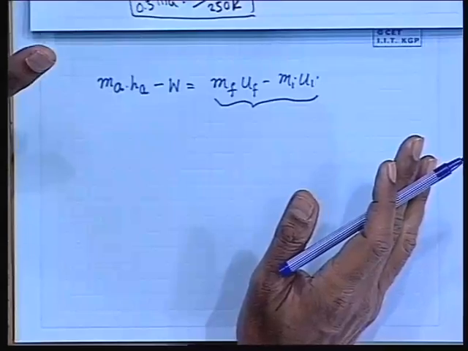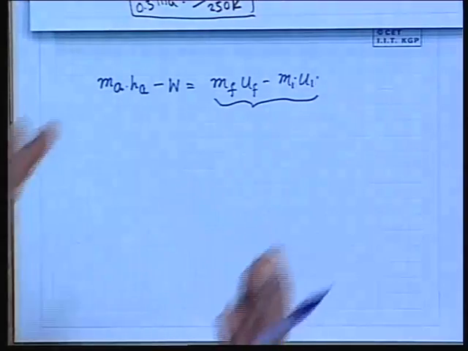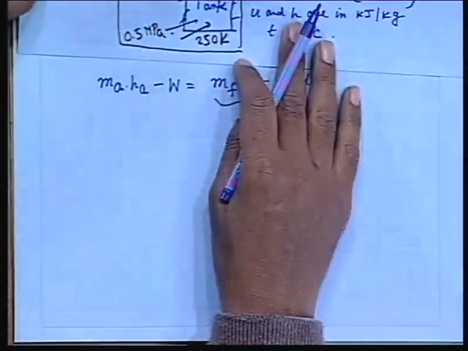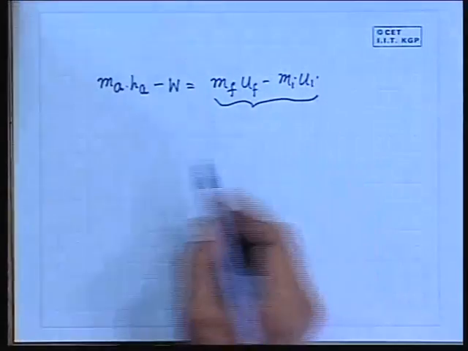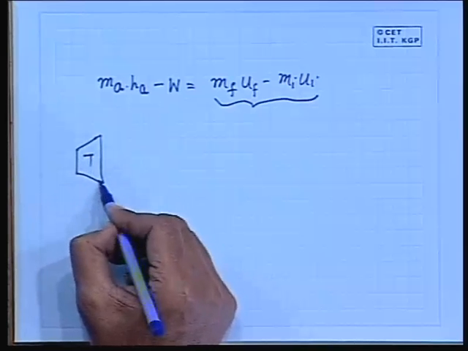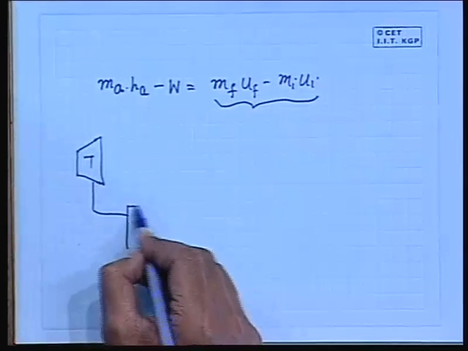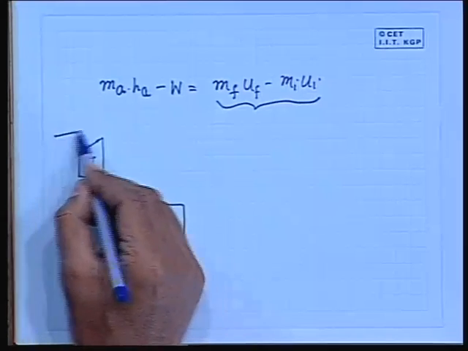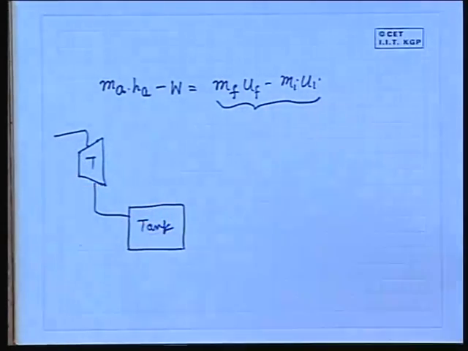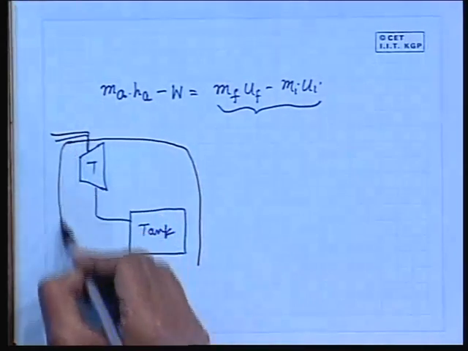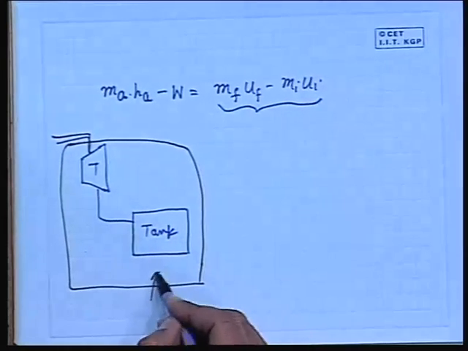That means it is written over a finite time period for a definite quantity of matter for a given process, not on a rate basis. So therefore here also you can write this. That means if I again draw the picture, this is the turbine, quickly, this is the tank. I am considering this as the control volume.